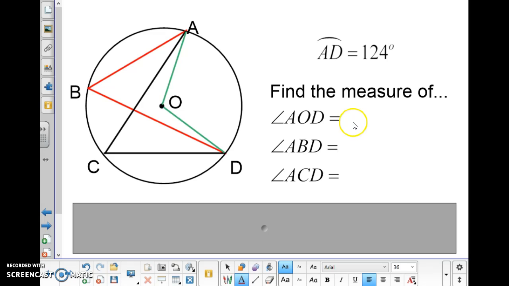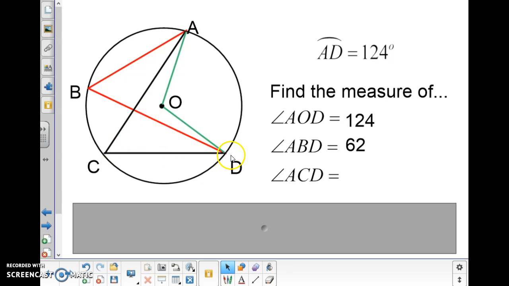Now that you've taken a look at that, AOD is a central angle, so central angles are always equal to their arc, so that means this is going to be 124. ABD is an inscribed angle, and so I know that since it ends at A and it ends at D, the arc that it intercepts is also AD. So ABD being an inscribed angle is just simply going to be half of that 124, which means it's going to measure 62.